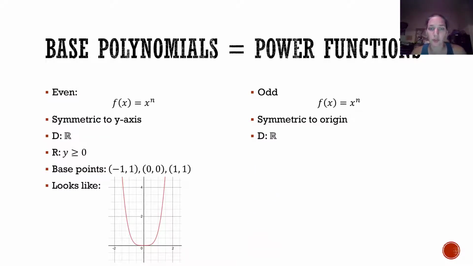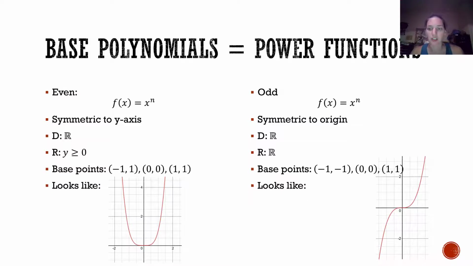Again, the domain is all reals. Now the range is all reals as well, right? We're starting at the bottom and coming to the top. The base points are negative 1, negative 1, 0, 0, and 1, 1. Again, it might be helpful to throw in a 4th base point of 2, 2 to the n, whatever power that is. And it looks like that x cubed function. I think this is x to the 5th. I can't remember if I've used x to the 3rd or x to the 5th.